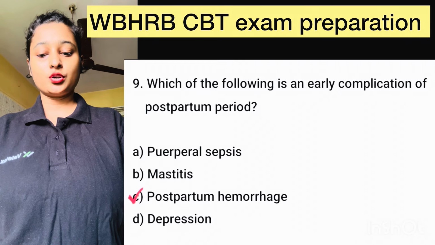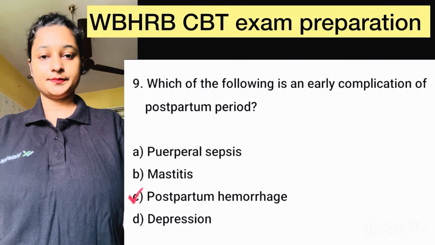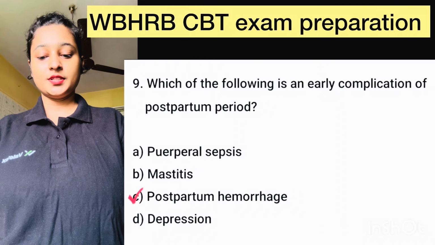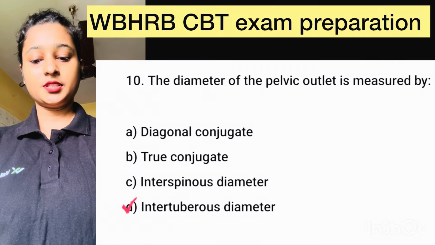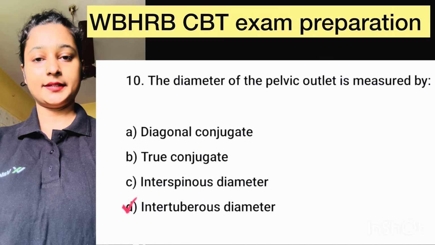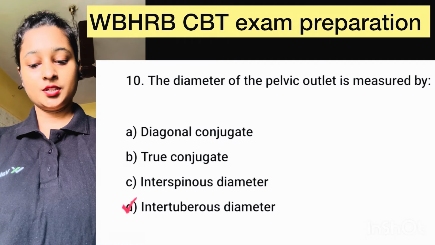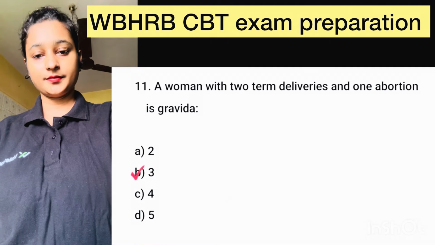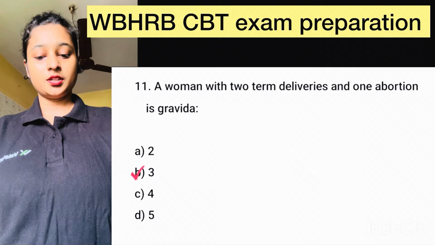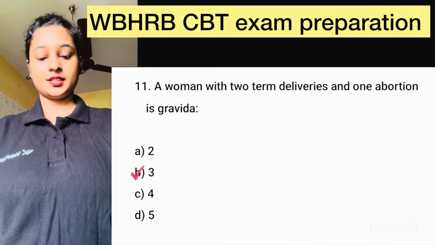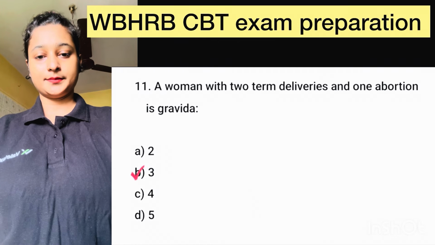Question number 9. Which of the following is an early complication of postpartum period? Here correct option is option C, postpartum hemorrhage. Question number 10. The diameter of the pelvis outlet is measured by. Here correct option is option D, intertuberous diameter. Question number 11. A woman with 2 term deliveries and 1 abortion is gravida is. Here correct option is option B, 3.